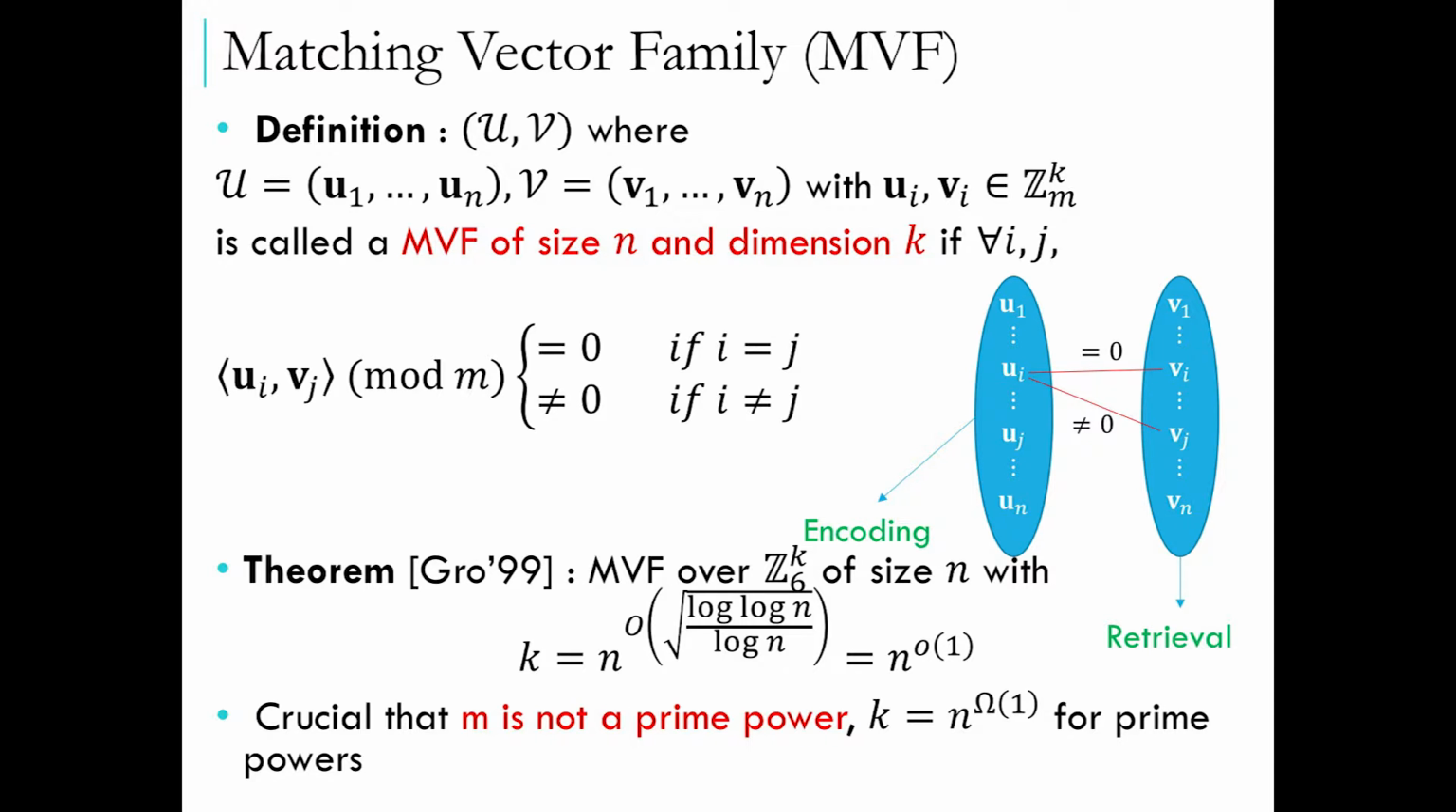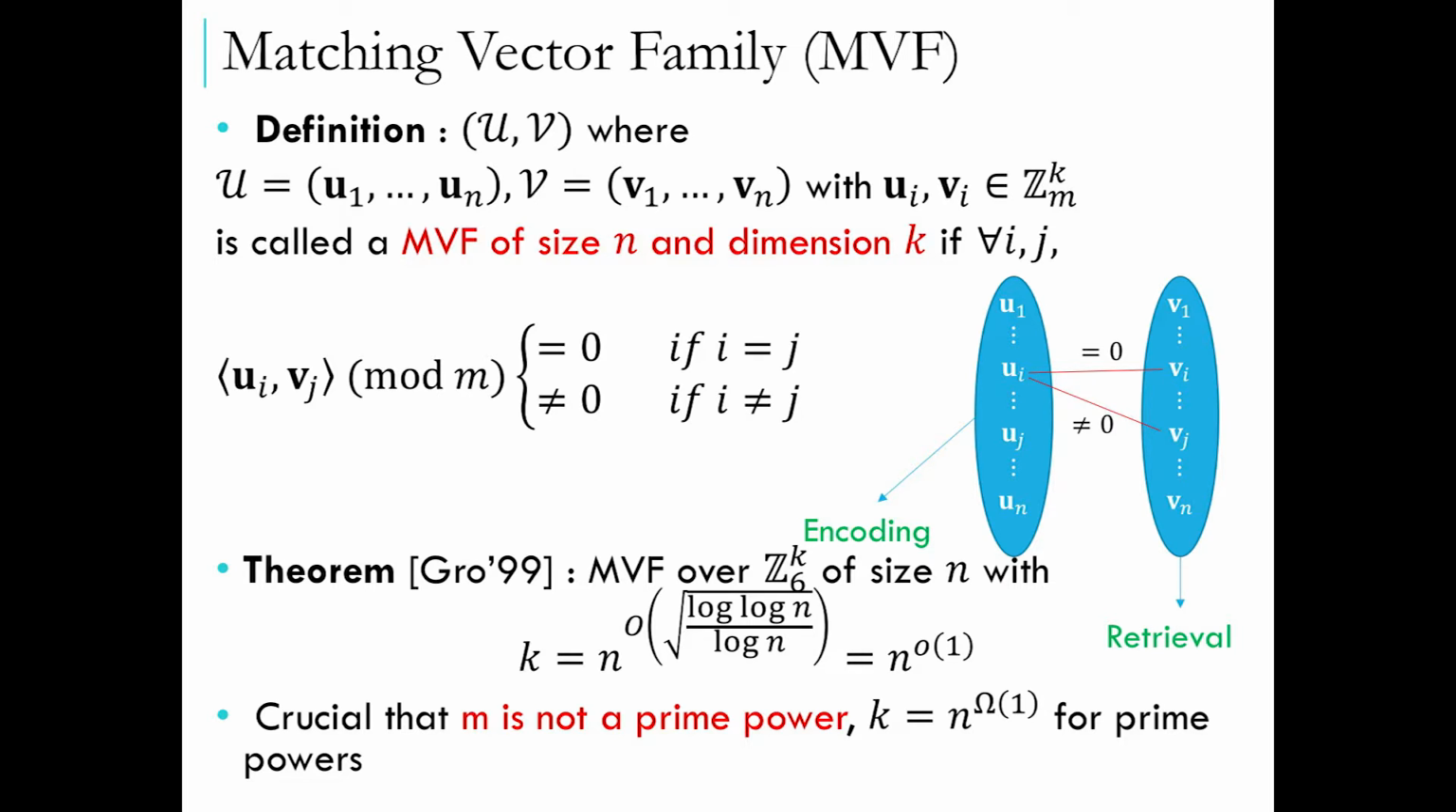So to answer this question, if you improve these constructions here, then you improve all the current constructions. So what's this matching vector family? Basically, two collections of vectors u1 to un and v1 to vn, where each vector is k-dimensional with entries in Z mod mZ. The property we want is that whenever you take the inner product of two matching vectors, ui and vi, the inner product is 0 modulo m. But whenever you take the inner product of two non-matching vectors, ui and vj, where i is not equal to j, then you get something non-zero modulo m. Such a thing is called a matching vector family.